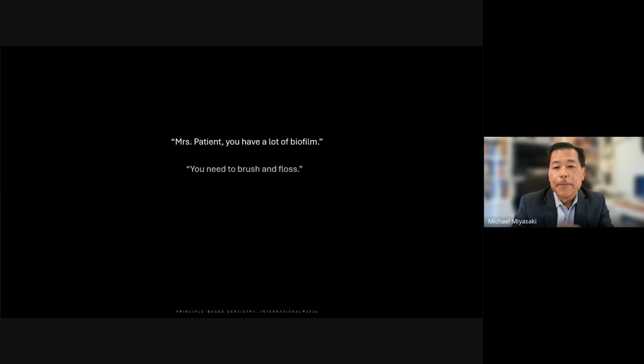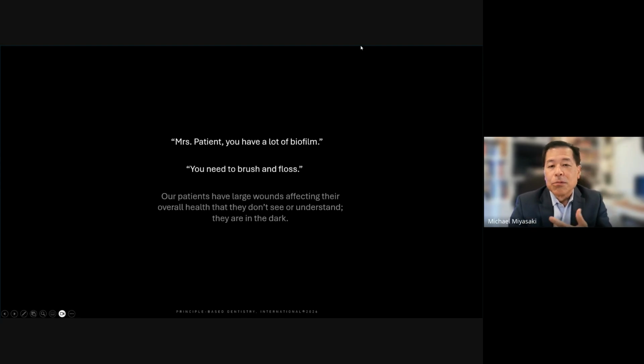Because think about it from the patient's perspective. They come into our offices and we look in their mouth. Well, Mrs. Patient, you have a lot of plaque or biofilm or food between your teeth. You know, you really need to brush and floss these areas better. What does the patient really get out of that, right? We see patients every day that have these large wounds, this periodontal disease, but it's kind of in their pocket. It's an area where they can't see. And that disease is affecting their overall health. They can't see it, they don't understand it, and basically they're in the dark.